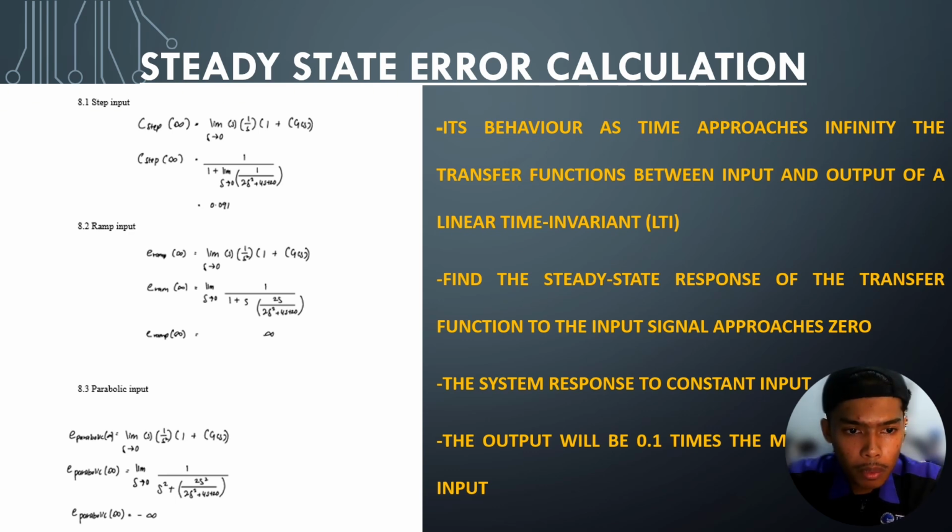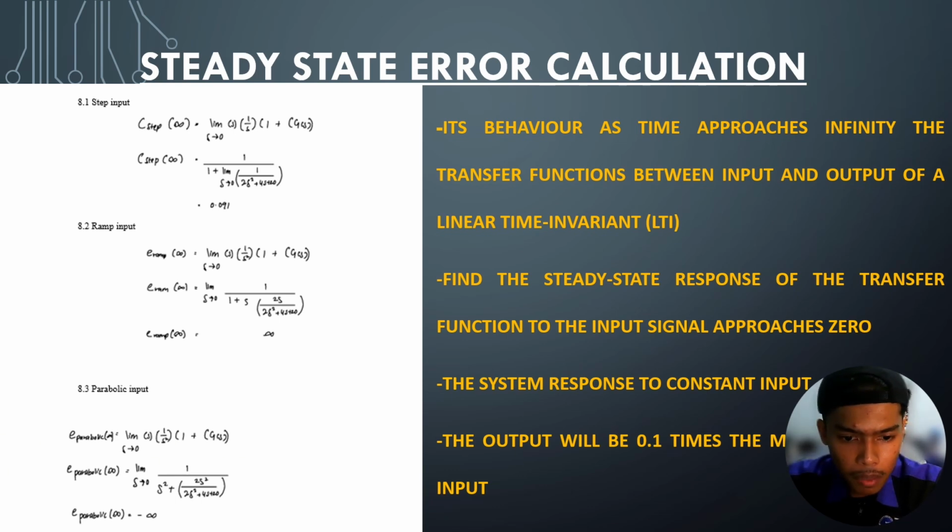Calculation for ramp input. The formula for ramp input is e ramp infinity equals the limit as s approaches 0 of s multiplied by 1 over s squared multiplied by 1 over 1 plus G(s). So the value is the limit of 1 over s plus 2s divided by 2s^2 plus 4s plus 20. The value is infinity.